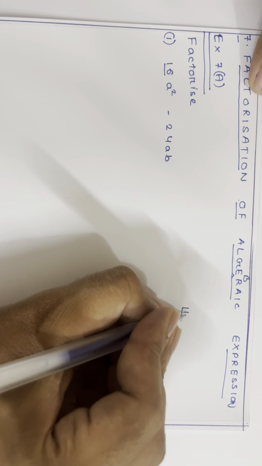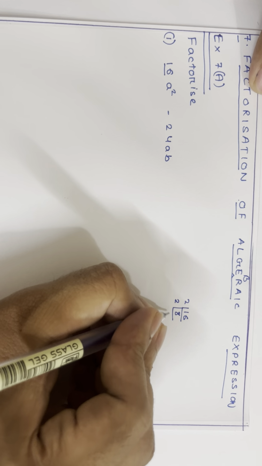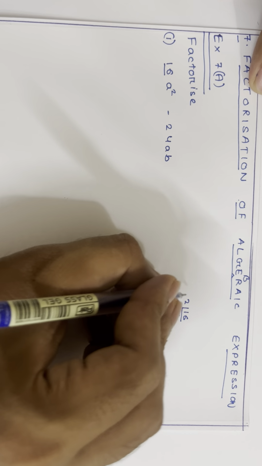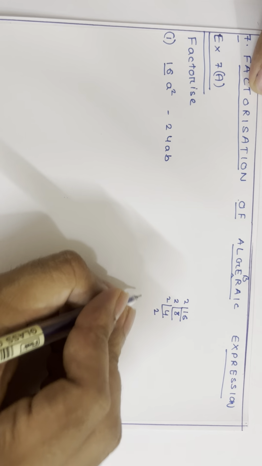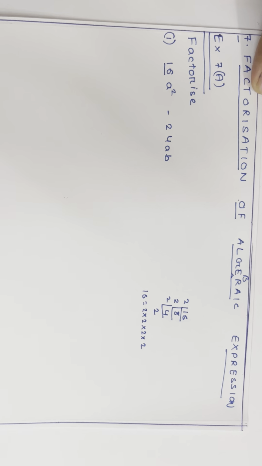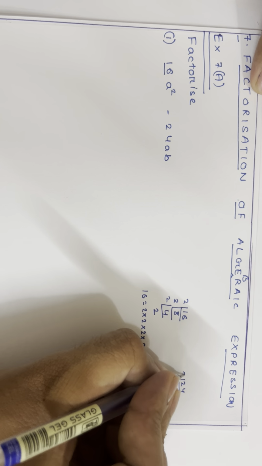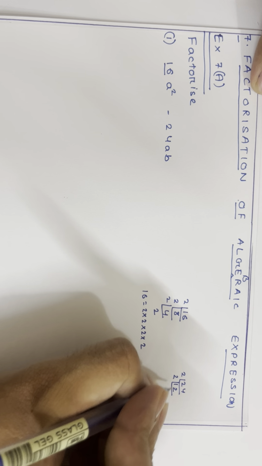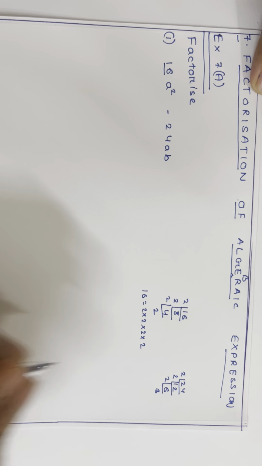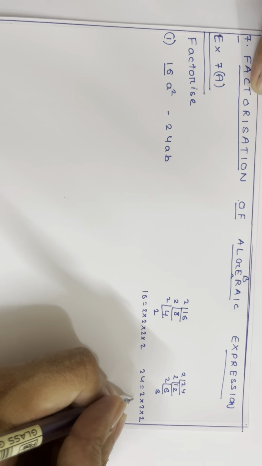So if I prime factorize 16, 2 8s are 16, 2 4s are 8, 2 2s are 4. So in 16 you can see there are 4 2's. So instead of 16 I can write 2 into 2 into 2 into 2, and now I will prime factorize 24. 2 12s are 24, 2 6s are 12, 2 3s are 6. So what is 24? 24 is nothing but 2 into 2 into 2 into 3.